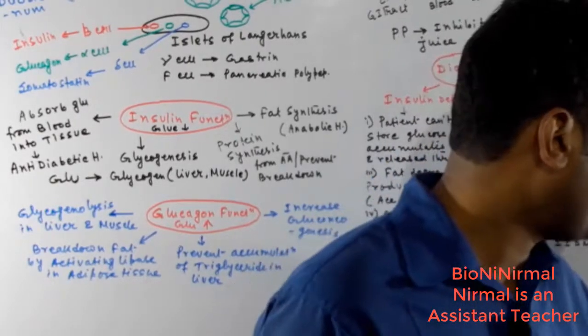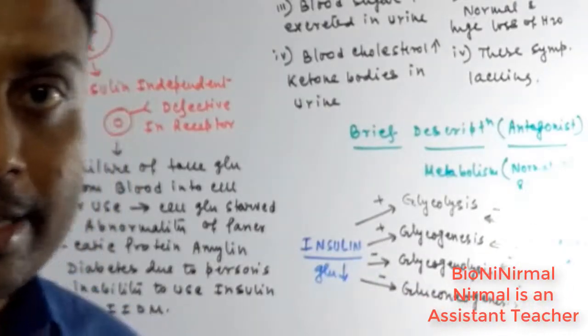And here I shall describe why insulin and glucagon are called antagonists.